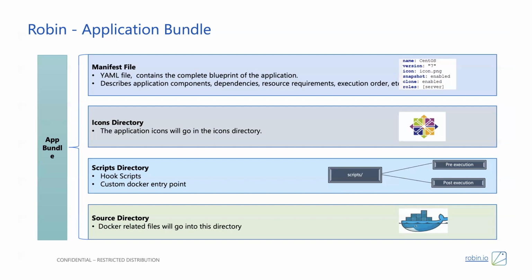And finally, we have a source directory, where you can have additional Docker image related parameters specified, or additional files that need to be pulled for the applications. That's how you package a Robin bundle, and it can be uploaded easily into Robin CNP, and you'll be able to deploy applications with an app store experience.